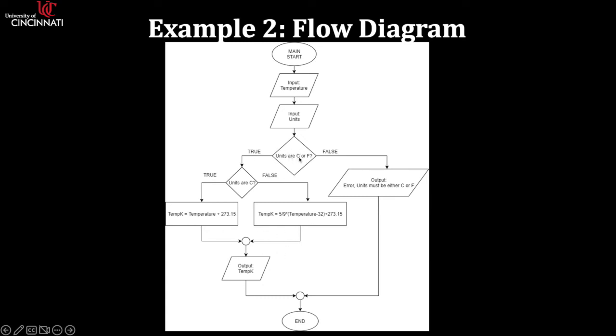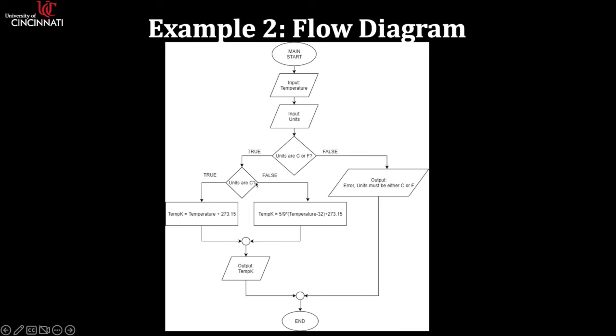So if the units are not C or F, we're going to say, hey, it's an error. Units must be either C or F. We're going to straight up end the program. Otherwise, if the units are C or F, then we're going to say it's true. If the units are C, we're going to ask, are the units C? If true, then we're going to do temperature plus 273.15, and we're going to output that temperature.